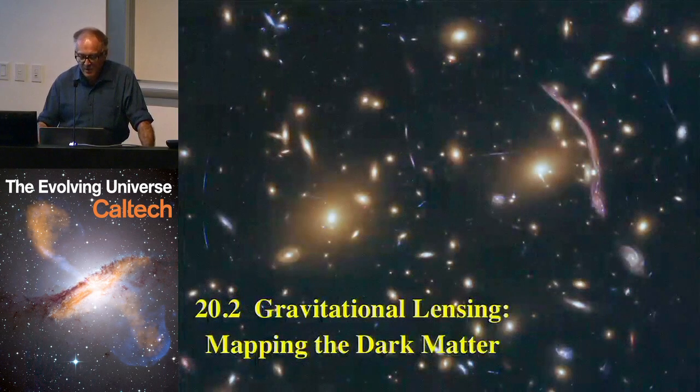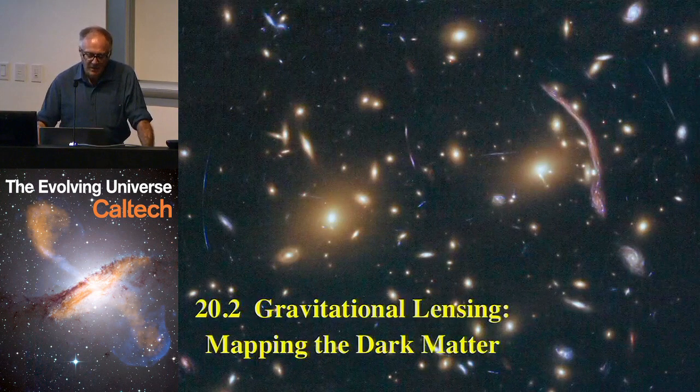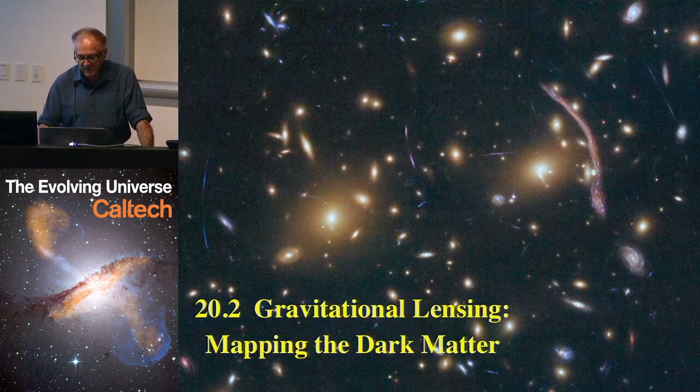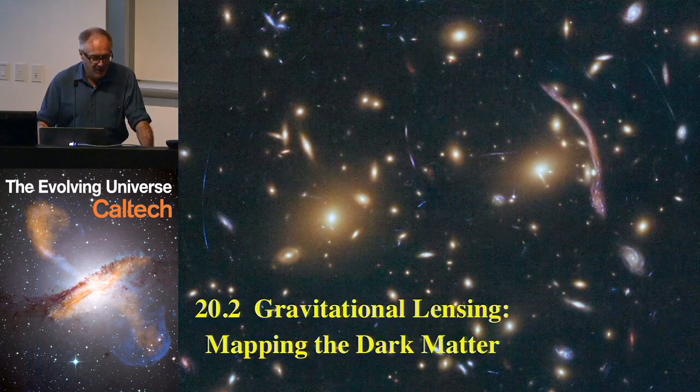Let's move on. So I've been referring to gravitational lensing as a tool, and I realized we need to talk a little more about this. This is a picture from Hubble Space Telescope of a cluster of galaxies, and you can see all these arcs and arclets, and those are all gravitationally lensed images of background galaxies way behind the cluster itself. And their geometry can be used to infer where the mass is.